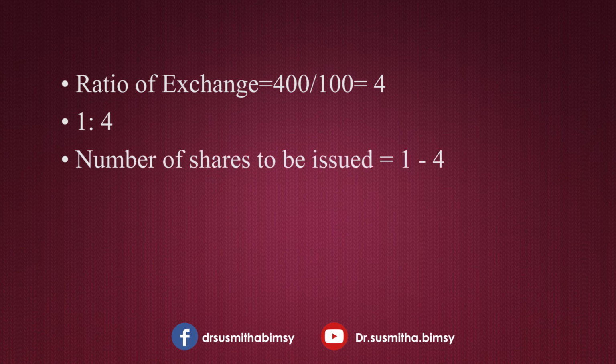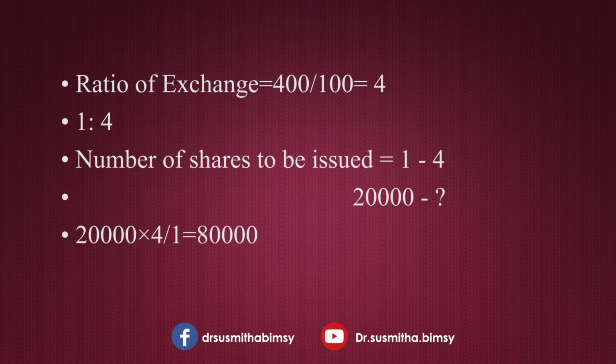Now we are already aware that for every 1 share, purchasing company needs to issue how many shares? 4 shares. See the problem, how many shares are there in the selling company? 20,000. So the calculation will be like this. For every 1 share, 4 shares need to be issued. So for 20,000 shares, how many shares are to be issued? Cross multiplication. So 20,000 into 4 divided by 1. You will be getting 80,000. This means the purchasing company needs to issue 80,000 shares to selling company.